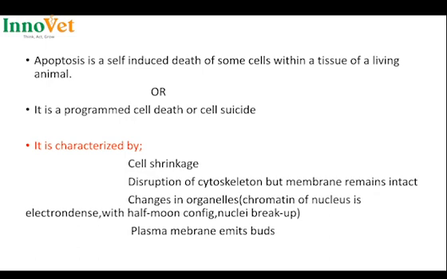Another thing we shall see is the plasma membrane emitting buds, which can also be referred to as cellular blebbing. During this process, the cell membrane forms irregular protrusions called blebs, which result from the reorganization of cytoskeleton proteins.